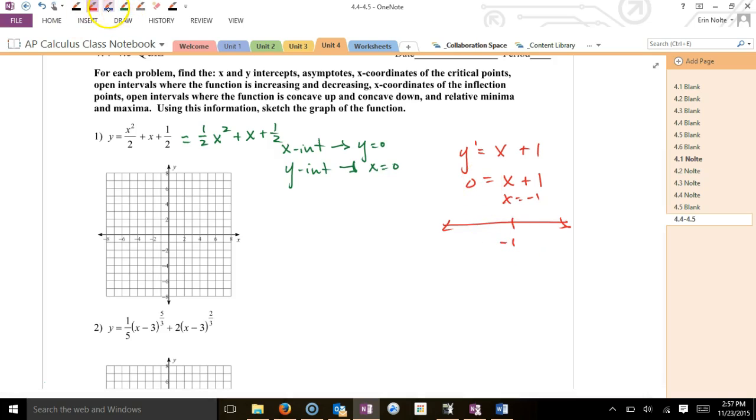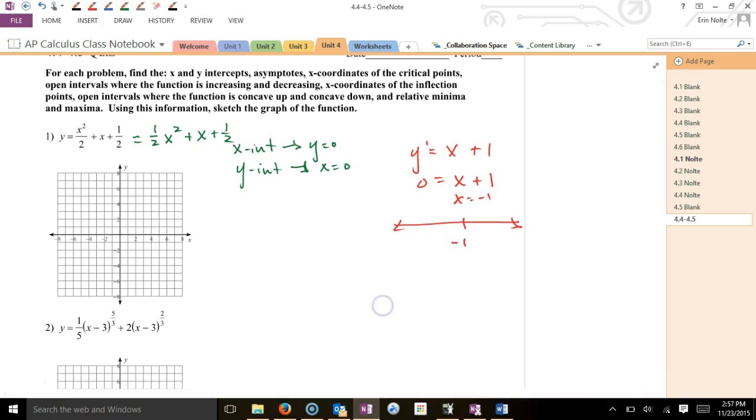Then the next part asks you for concavity. Concavity comes from the second derivative. If we take the second derivative of this, we get 1. For concavity, remember, you're only looking for positive and negative values. Since 1 is always positive, this function has a positive concavity always, which is a happy face, which makes sense because it's a parabola. I bet you can figure out just from that what the minimum value is, and you should get a pretty accurate sketch from those.